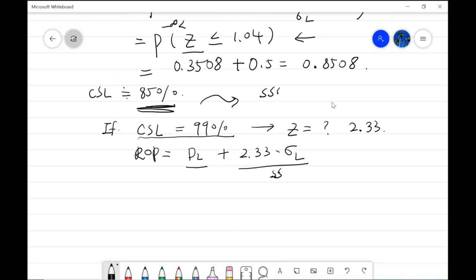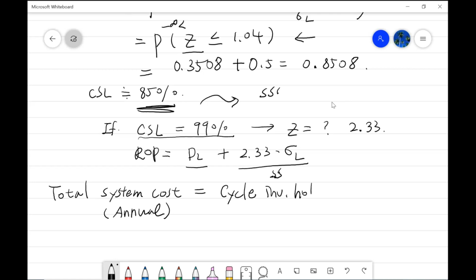Before we move to the periodic review system, let's find out what the total cost is under this system. Total system cost, if I apply the continuous review system, let's say annual, in a year, how much you have to pay, the total cost under the continuous review system. Here we have three portions, the inventory holding cost as usual, plus the ordering cost.